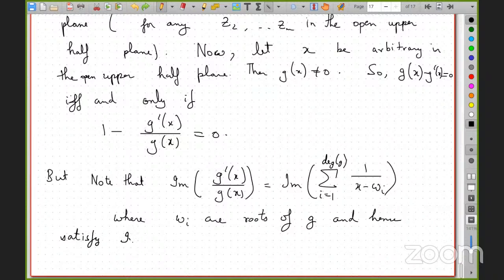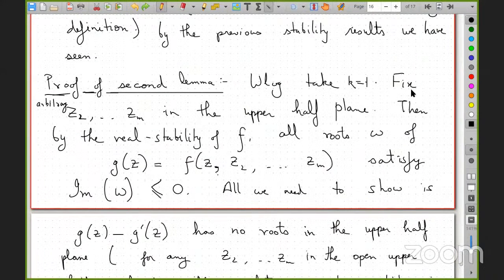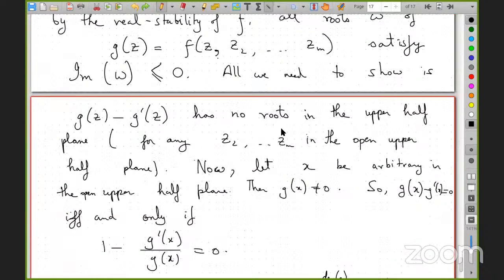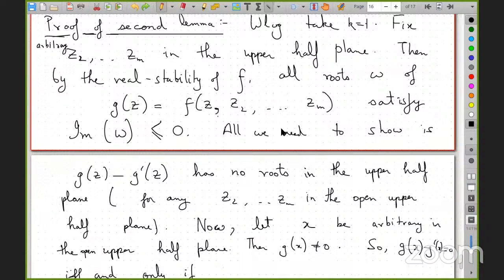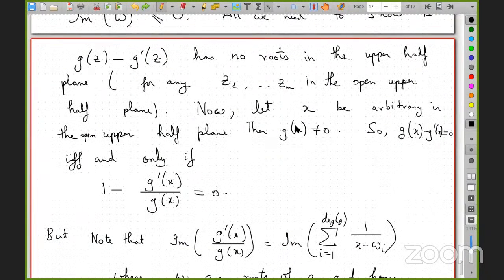Sorry, Piyush, I'm a bit confused. In F, we assume the coefficients of the original polynomial could be complex numbers. Have I ever used that it's real? So far I'm just saying take k equal to 1 and fix some arbitrary... I was just wondering why g of z is not real rooted, because you have assumed those things to be complex numbers. Even if the coefficients of f were real, z2 to zm are complex numbers, so even then I could not have claimed that. Yeah, I have to prove this for all of them, so when all these z's are in the upper half plane, there are no zeros.